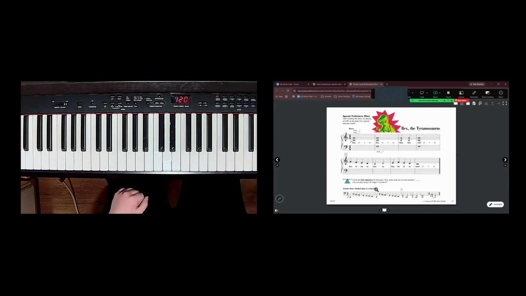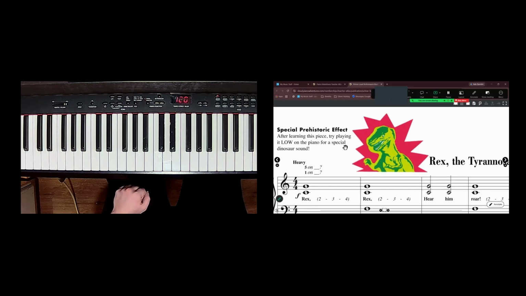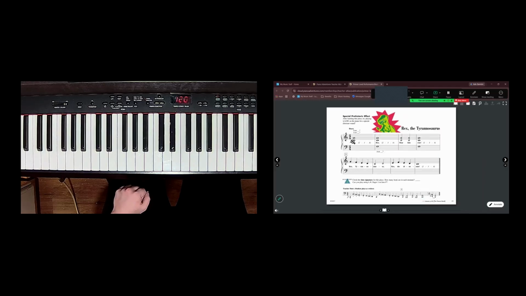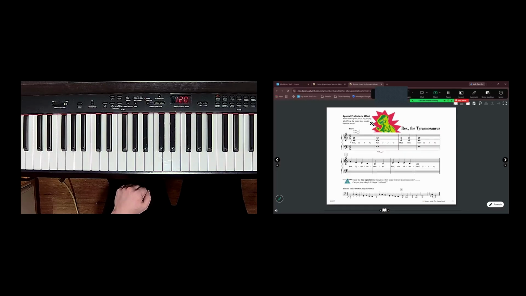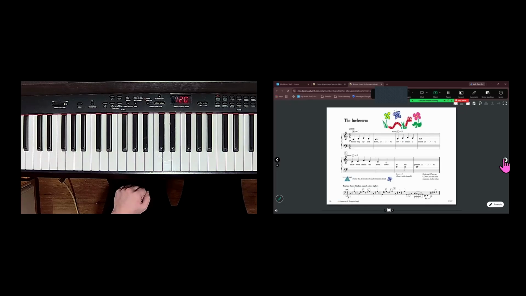Okay? And then make sure you write in your starting notes. This one right here, this top note right here, that is a G, so you'll put 5 on G. And then this bottom one here is a 1 on C. And then this one here is a 3 on fishy, so F. And then over here you've got the inchworm.